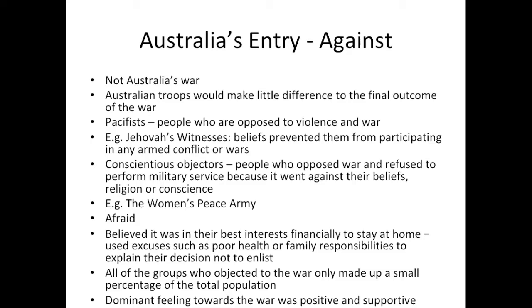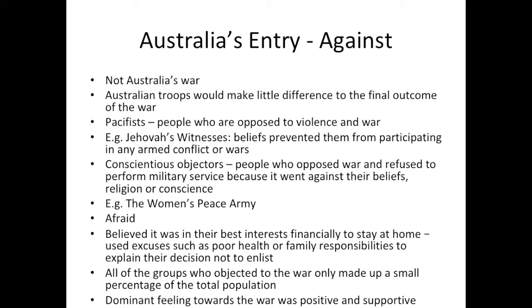Despite the positive response by many, not all Australians were enthusiastic about the war. Some argued that it was not Australia's war and that Australian troops would make little difference to the final outcome of the war. Others were opposed to the war because they were pacifists, people who are opposed to violence and war. One group of pacifists was the Jehovah's Witnesses, a religious group whose beliefs prevented them from participating in any armed conflict or wars. There was also a small group known as conscientious objectors, people who opposed war and refused to perform military service because it went against their beliefs, religion, or conscience.